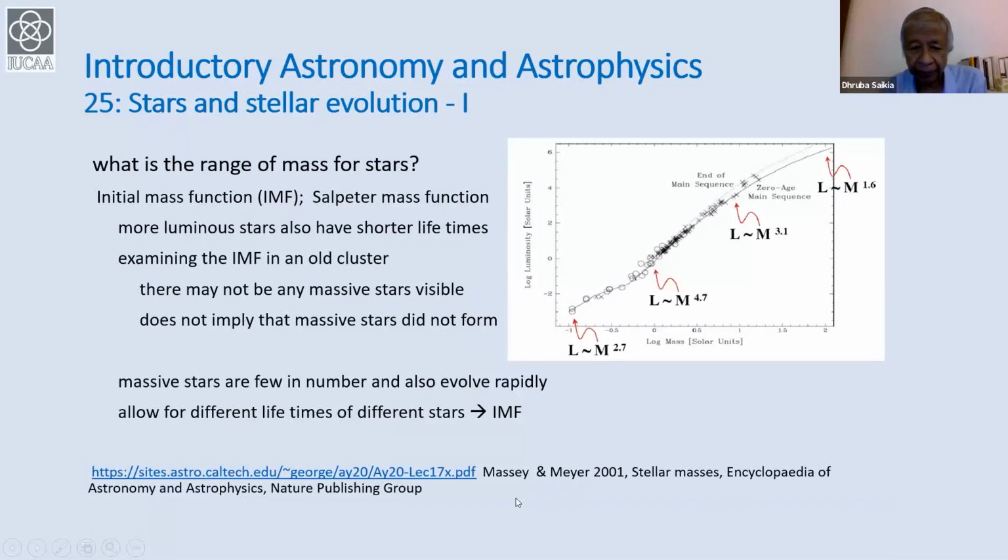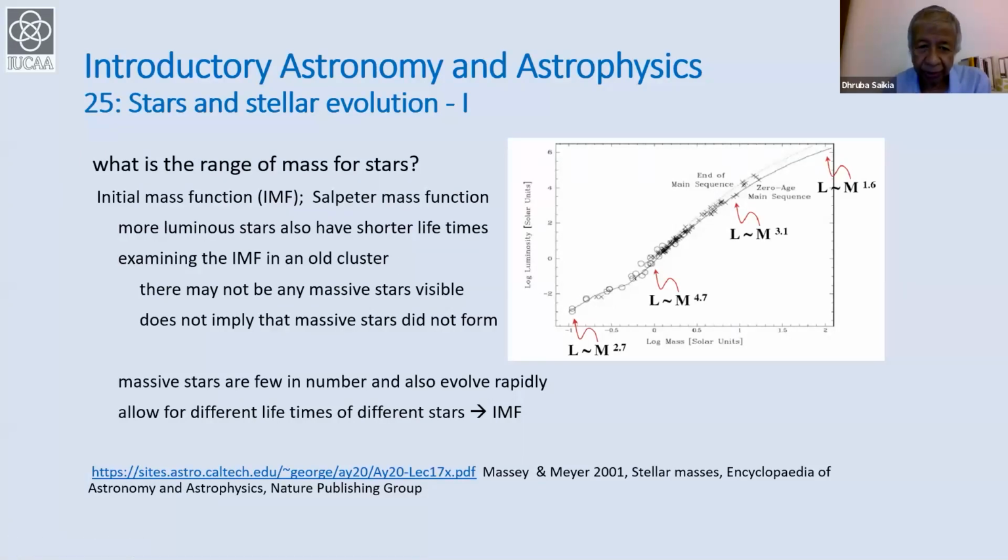This particular figure is from a paper, a little old, Massey and Meyer. It was from the Encyclopedia of Astronomy and Astrophysics. And this actually gives you a slightly more detailed illustration than the schematic from the Georgia State University site, which I picked up. And they pick up different regions with different slopes.